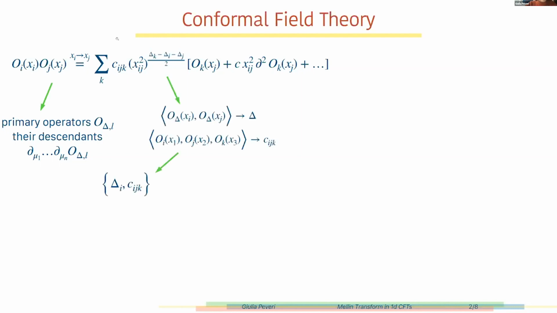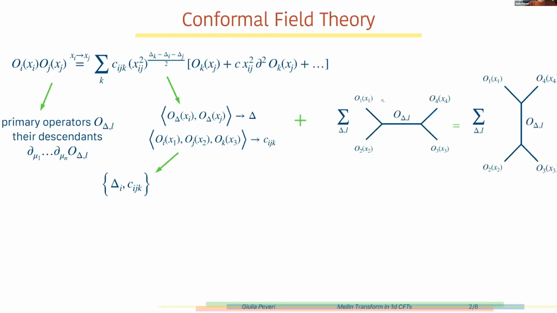In particular, the C_ijk and the Delta are obtained from two-point and three-point correlation functions. They are the scaling dimensions of the operators of the theory and the three-point coefficients, also called the structure constants of the operator algebra. The set of all the scaling dimensions and the C_ijk forms what is called the CFT data. With the full knowledge of the CFT data, we are able to compute any n-point correlation function by reducing it using the OPE.